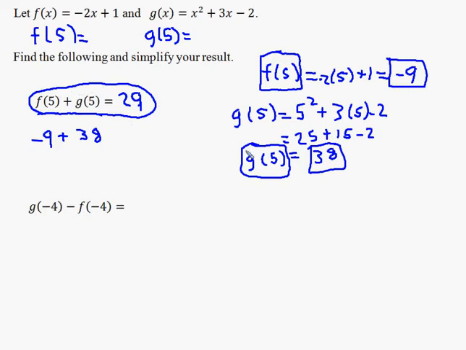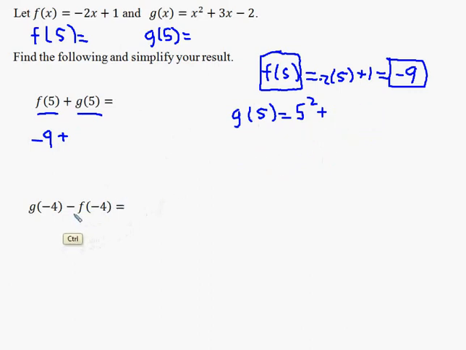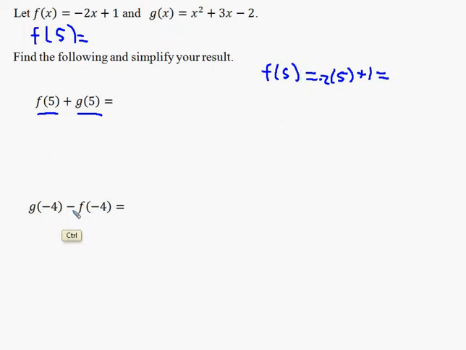I'm going to have to clear the board a little bit to give myself more room to write, to do g of negative 4, subtract f of minus 4. So let me just clear this out because it seems to get in the way. G of negative 4 subtract f of negative 4 is going to be done almost in the same way, except in the end I have to subtract, but it's still important to think of it as two separate problems altogether. My first job is to find g of negative 4, that'll be some number, then find f of minus 4, that'll be some number, and when I'm done I'll have to subtract the results.